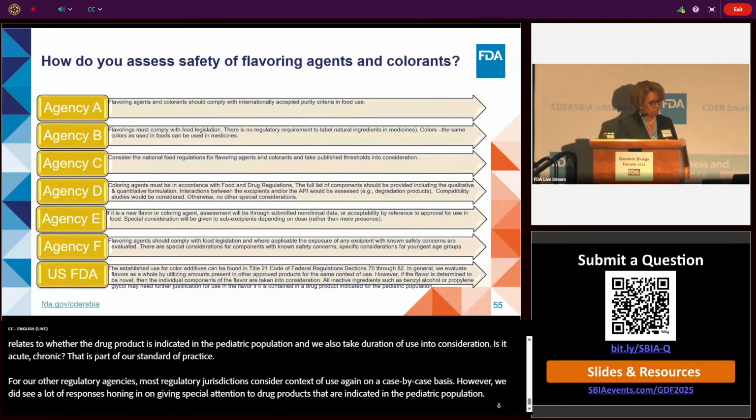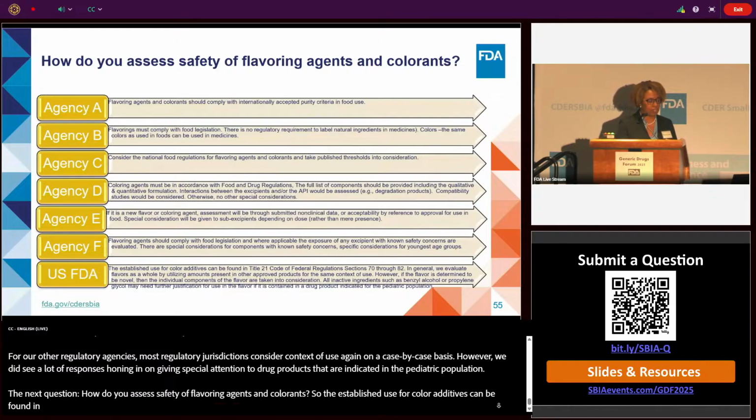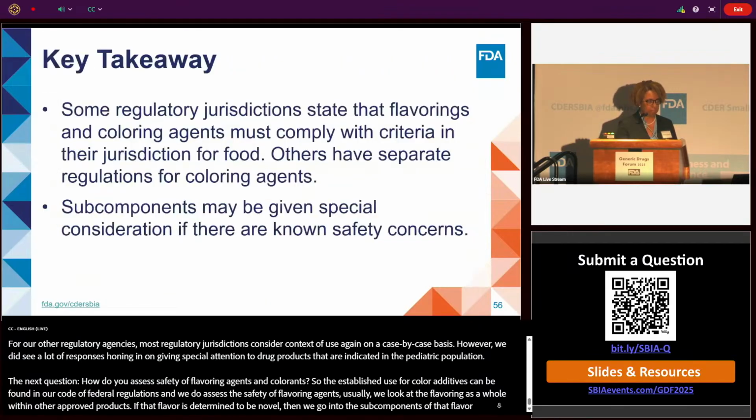The next question, how do you assess the safety of flavoring agents and colorants? So the established use for color additives can be found in our Code of Federal Regulations. And we do assess the safety of flavoring agents. Usually we look at the flavoring as a whole within other approved products. If that flavor is determined to be novel, then we go into the subcomponents of that flavor to do a further evaluation.